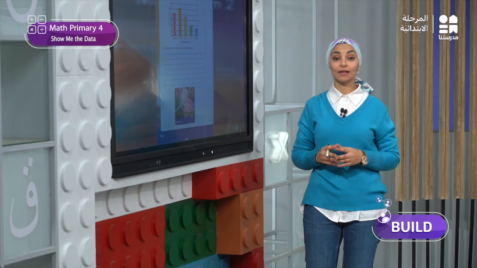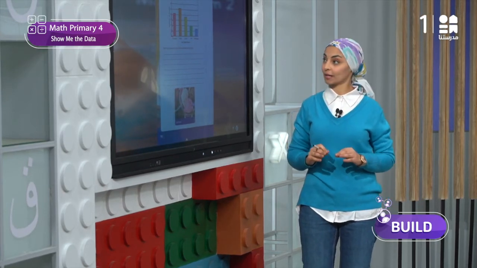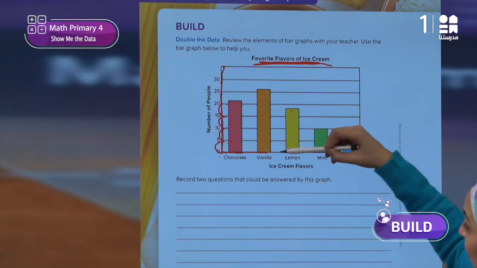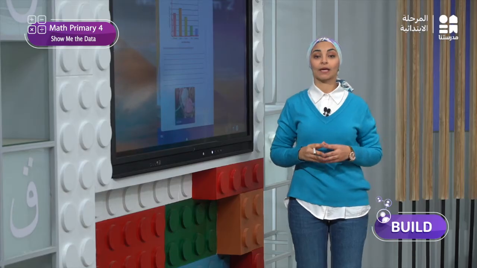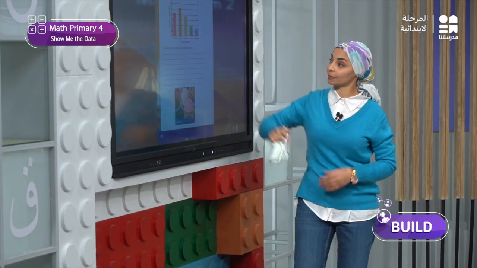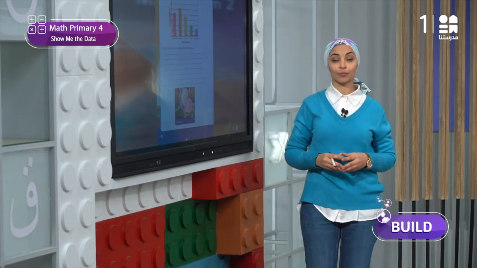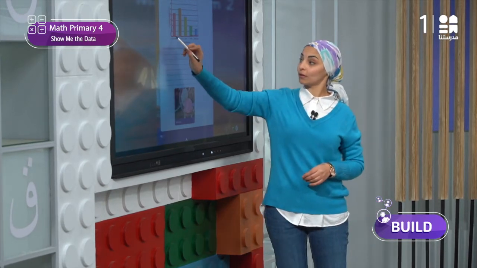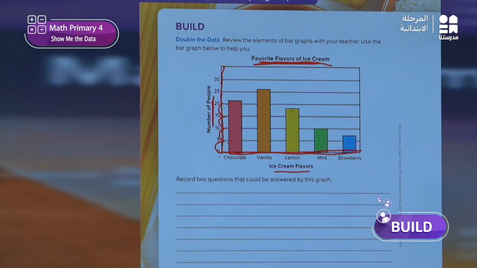طيب what about the fourth element؟ الفورث element اللي هي الأكسس. ايه الأكسس ده؟ They are labeled vertical and horizontal lines on the graph. يعني axis بتوعي اللي هو الvertical والhorizontal lines اللي احنا شايفينهم دول هما التو axis بتوعي. In the graph we have vertical axis الليبل بتاعه number of people زي ما احنا شايفين، والhorizontal axis labeled ice cream flavors. هو ده الهوريزونتال اكسس بتاعي الليبل بتاعه ice cream flavors.